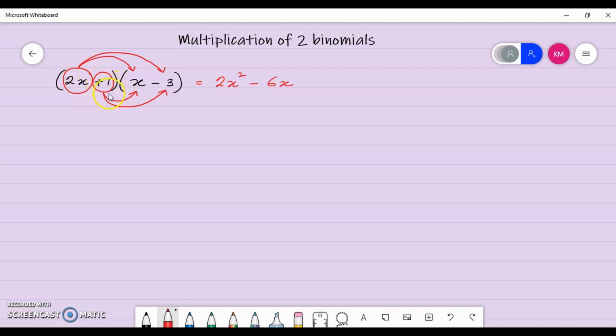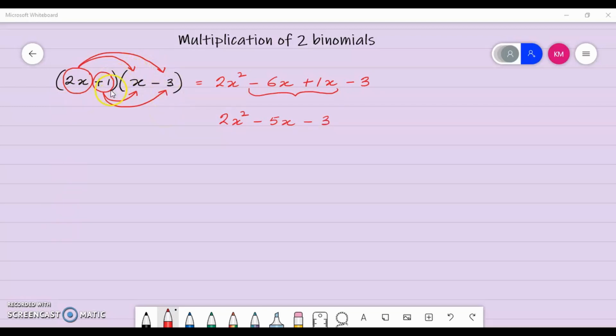Positive 1 multiplied by x gives positive 1x. And positive 1 multiplied by negative 3 gives negative 3. Then I can simplify. These here are like terms, so I get 2x squared. Negative 6 plus 1 gives negative 5. And I put back my negative 3.